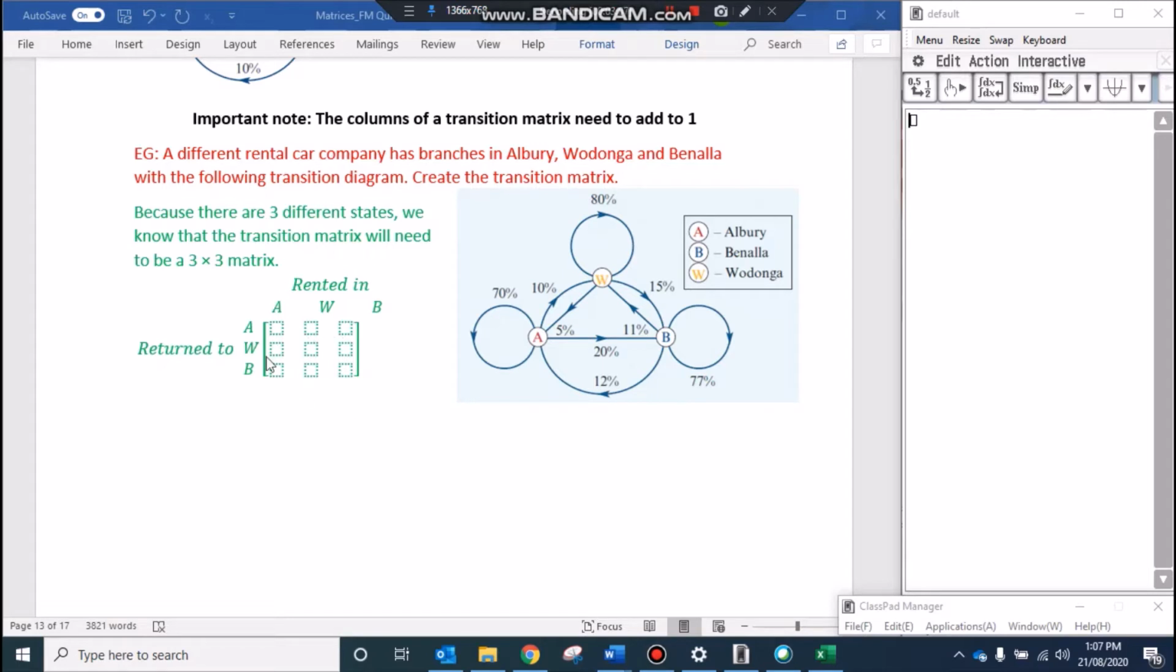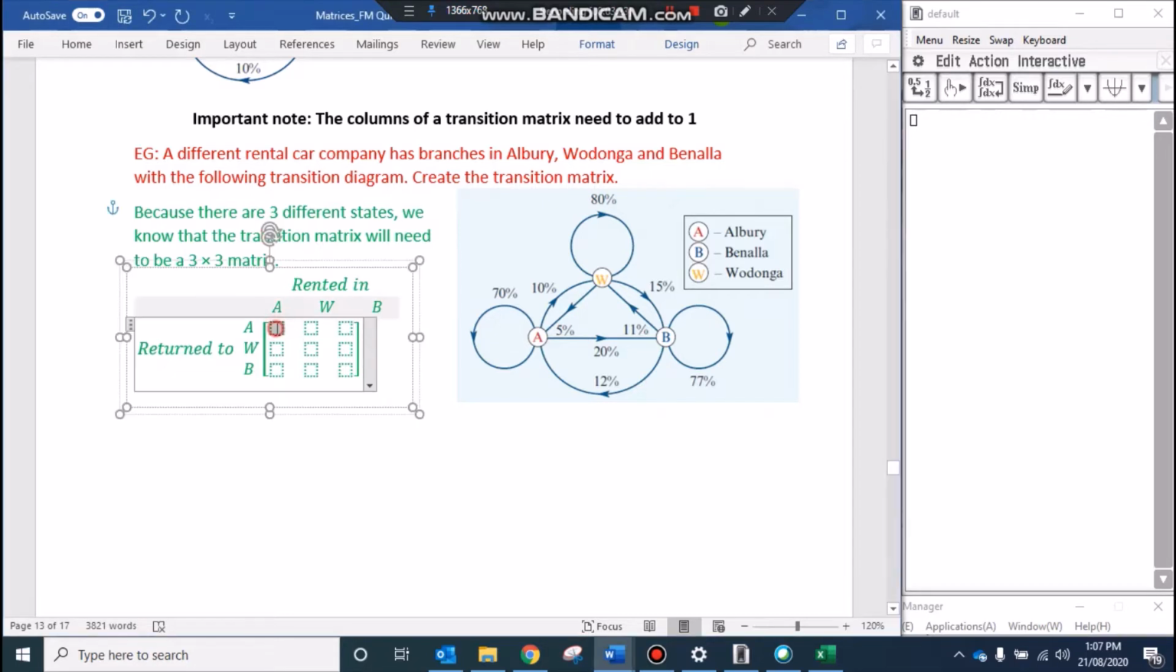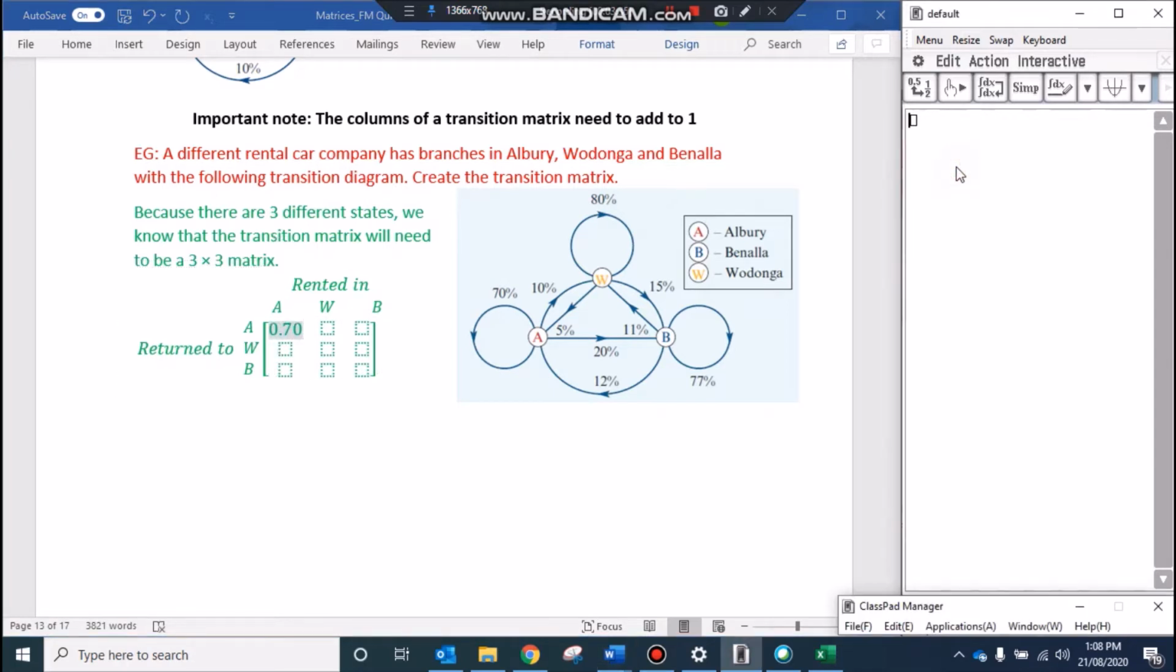Now, to fill in our transition matrix using this transition diagram, we're just going to go element by element, filling them in. So if a car is rented in Albury and returned to Albury, we're looking at this first element here. So what we're going to look at in our diagram is the arrow that goes from Albury to Albury. So it's this loop here. And we see it's 70%. So 70% as a decimal is 0.7. Now, just to remind you, to convert a percentage to a decimal, you're just dividing it by 100.